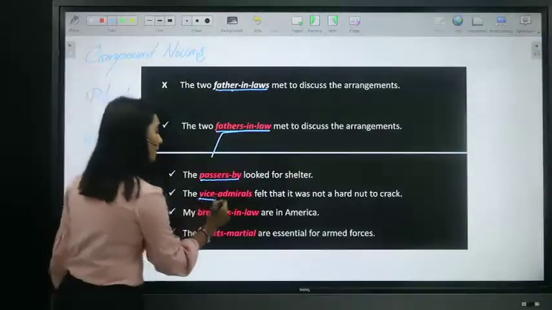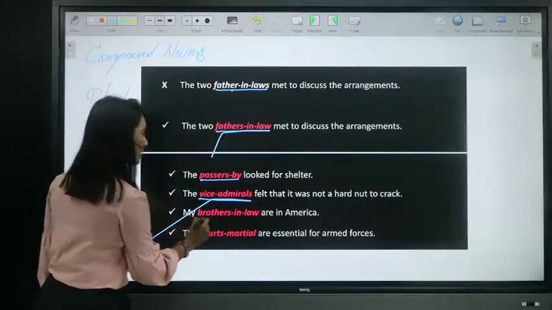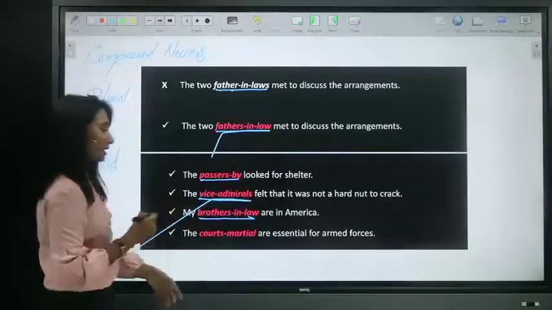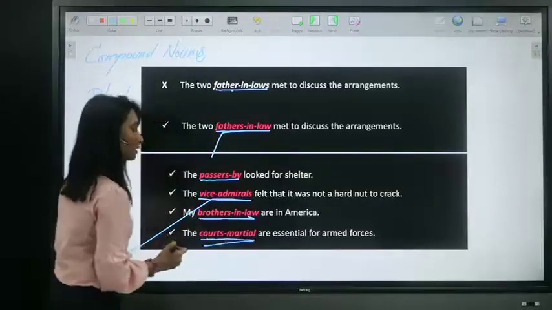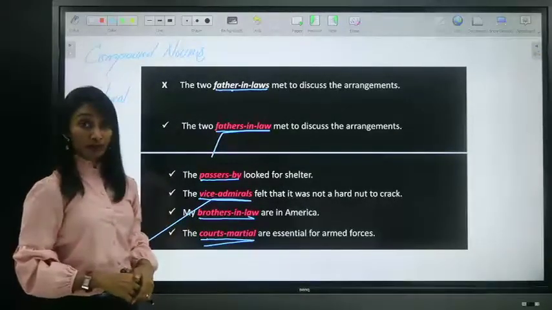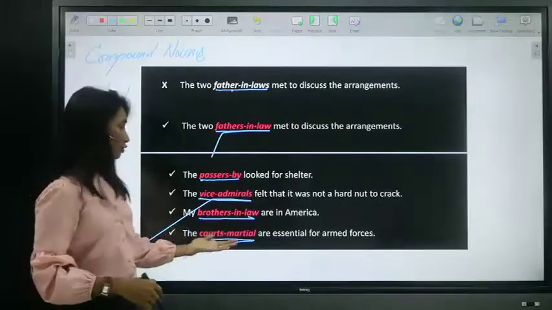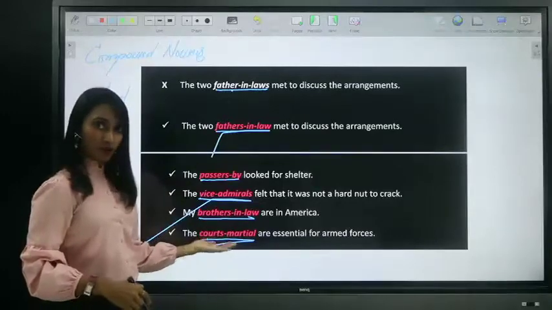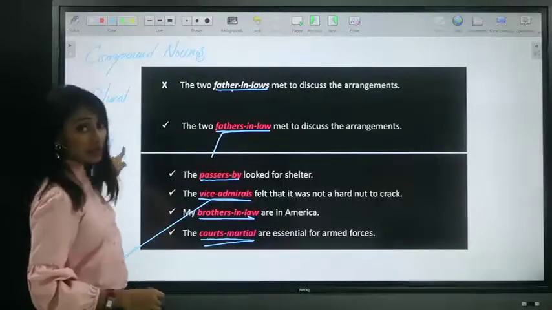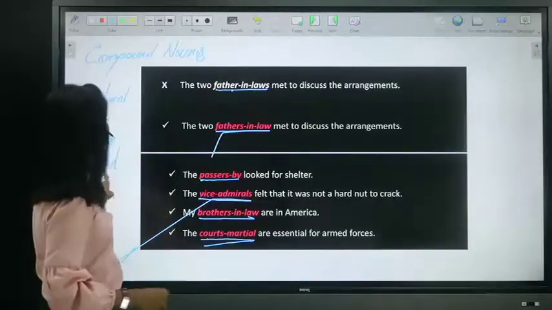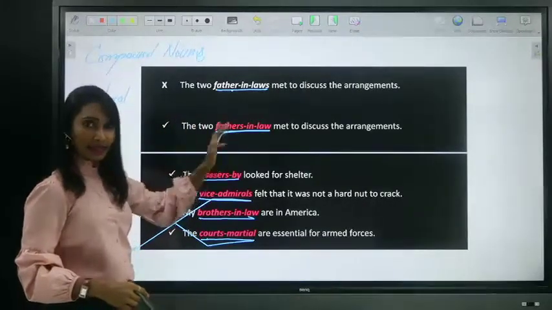The vice admirals felt that it is not a hard nut to crack. My brothers-in-law, or in America, not brother-in-laws, it is brothers-in-law. The courts martial are essential for armed forces. Courts martial. For armed forces, there is a separate court, right? That is what a court martial is. Court martial, courts martial. So that's about pluralizing compound nouns. We can pluralize a compound noun, but only by pluralizing the main word of the compound noun, not always by adding S at the end of the noun.